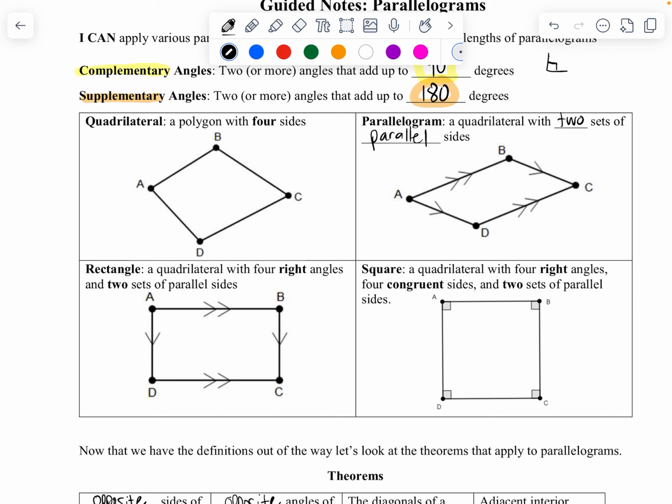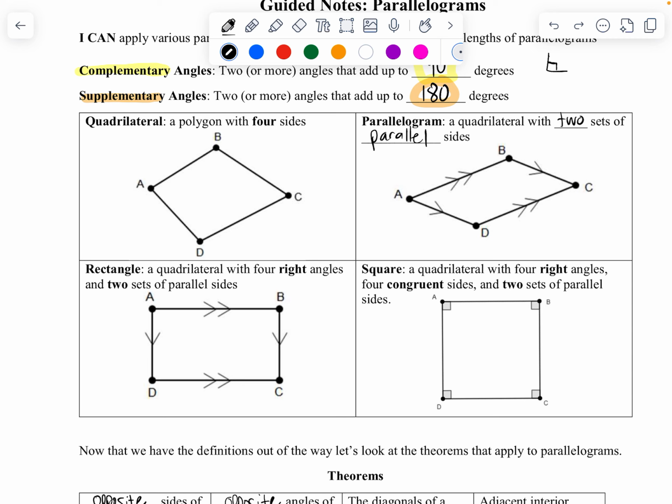Okay, a parallelogram is a quadrilateral, so it has four sides, but specifically two sets of those sides must be parallel. Parallel is denoted by arrows. So if you see two sides, single arrow is parallel to single arrow, double with double.